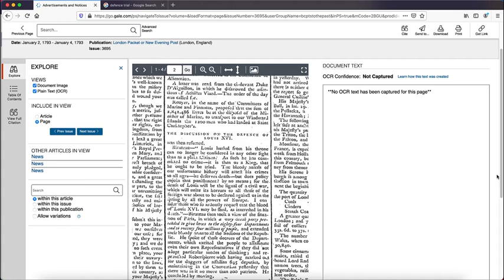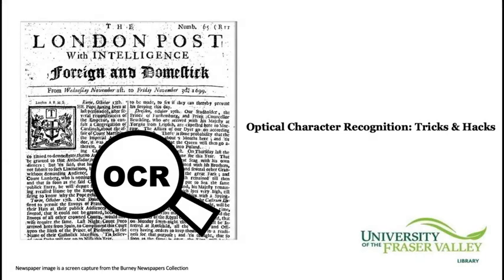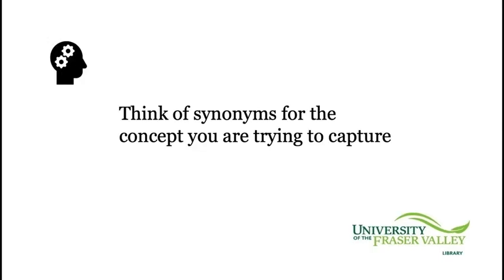Sometimes it is necessary to browse a given publication limited by date and scan the whole paper to make sure you haven't missed anything. So what can we do to find these articles where the transcripts are not available or the text is not rendered correctly? We can think of synonyms for the concept you are trying to capture.